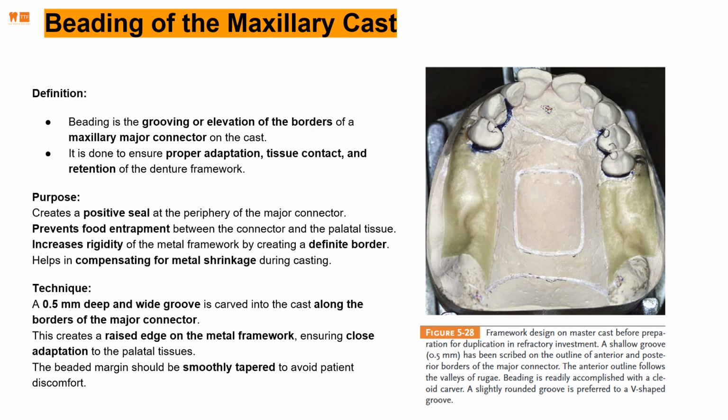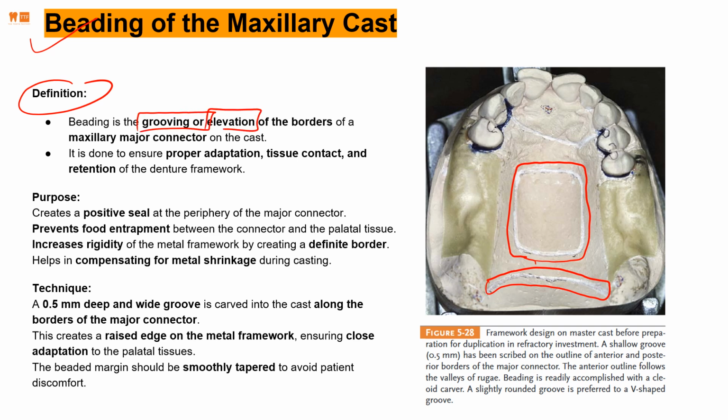Then comes a little bit of short notes, right? We'll talk about a few short notes here. Number 1 being beading. So if you notice, there's a little bit of a 3-dimensional structure around the borders of the actual major connectors. So what's beading? Beading is a grooving or an elevation of the borders of a maxillary major connector in the actual cast stone. It is done to ensure proper adaptation, tissue contact, and of course retention of the actual framework. We must either indent or elevate it.